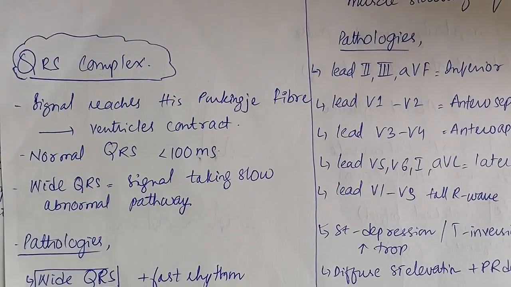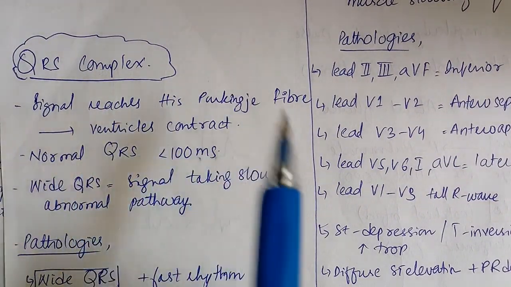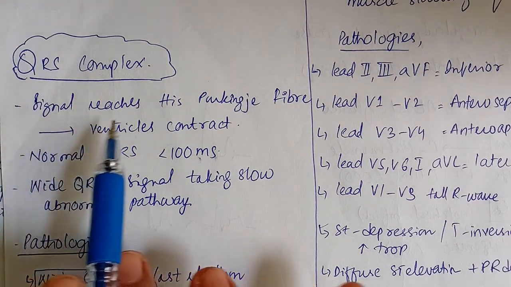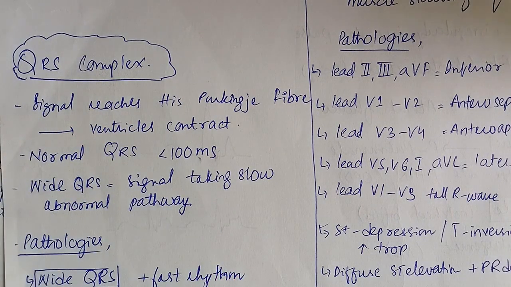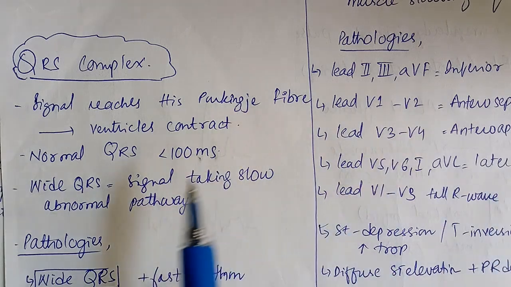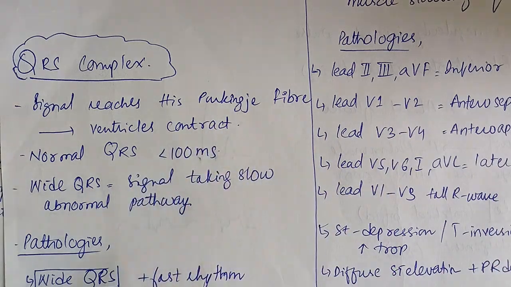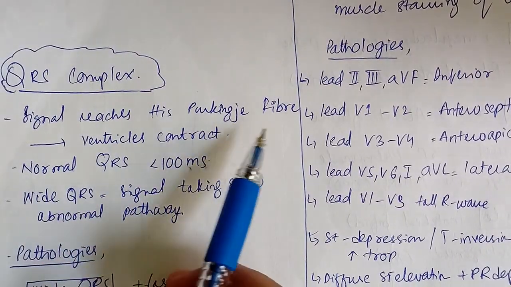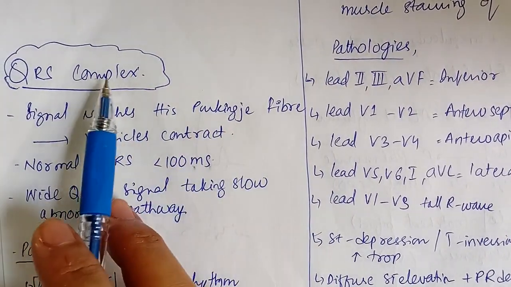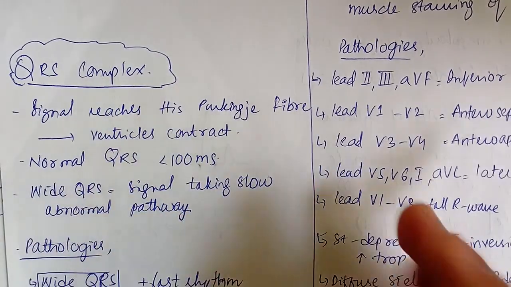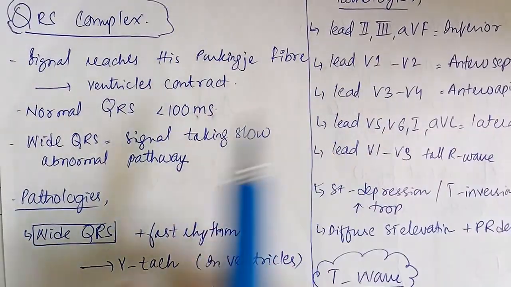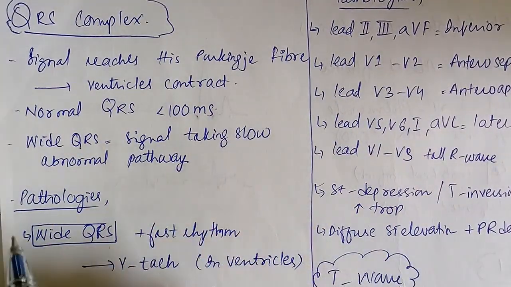Then we have the QRS complex. QRS complex is very important. It is actually the signal when the ventricles contract. So the signal reaches the His-Purkinje fibers and the ventricles contract. So the QRS complex signifies the ventricular contraction. Normal QRS is actually less than 100 milliseconds.